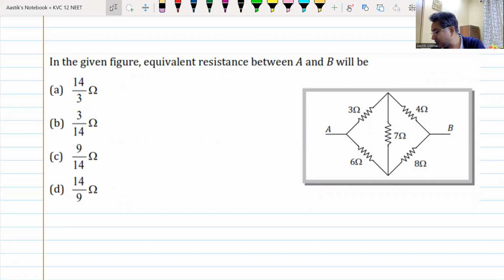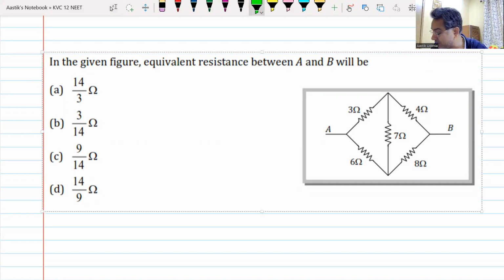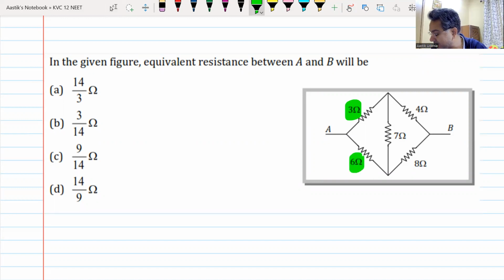So how are you supposed to do this? It's difficult to find which are in series and which are in parallel. But there is one thing that you can see. What you can see? 3 by 6 is half, 1 by 2. 4 by 8 is also 1 by 2.